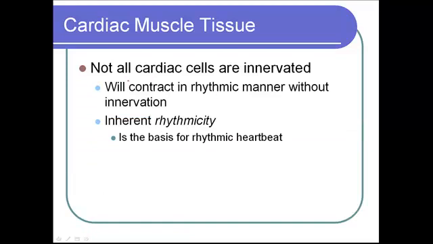So not all cardiac cells are innervated, but it'll contract in a rhythmic manner without innervation. You can take the heart right out of a person's chest and it will keep on beating, but it's too slow of a rhythm to maintain life. This is called inherent rhythmicity. It's just the cells themselves that will beat. You can cut the heart in little pieces, it'll keep beating. This is the basis for the rhythmic heartbeat. So your heart will remain beating, but it will be too slow to maintain life.